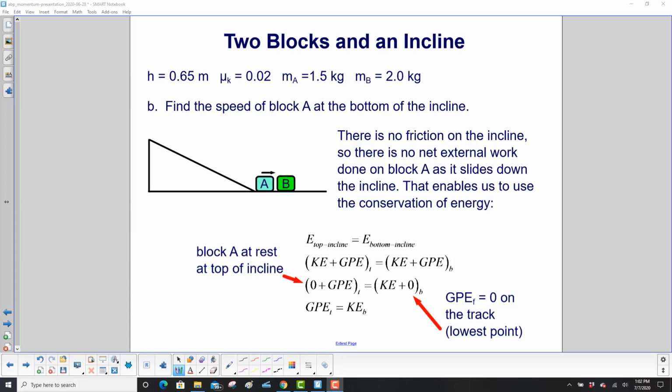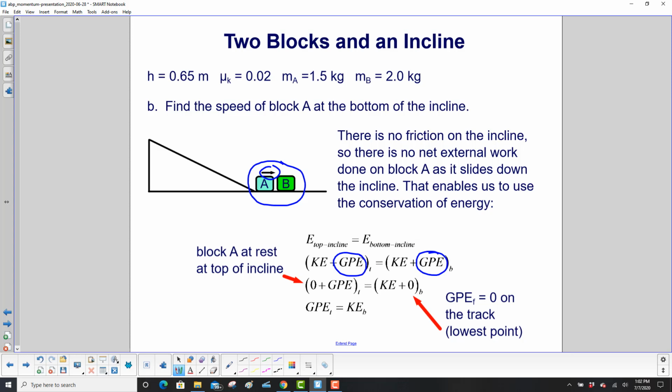Find the speed of block A at the bottom of the incline. You see how block A has moved down there and has a velocity indicated by the arrow? There's no friction on the incline, so there is no net external work done on block A as it slides down the incline. And now you might say, but wait a minute, isn't gravity doing work on it? Yes. However, we take that into account when we define gravitational potential energy. So we can ignore that, and since there's no friction, there's no other work on this thing.